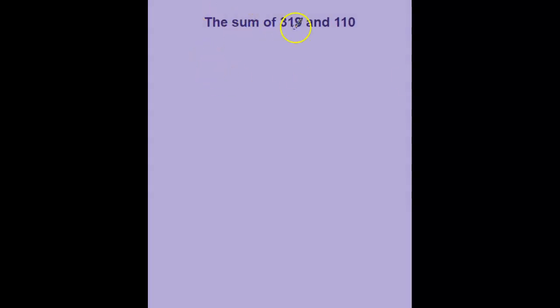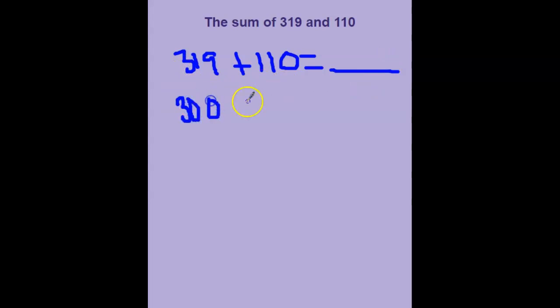The sum of 319 and 110. I'm going to write my two addends, 319 and 110. And then let's break them down by place value. The 3 in the hundreds place is worth 300. The 1 in the hundreds place is worth 100, for a sum of 400.